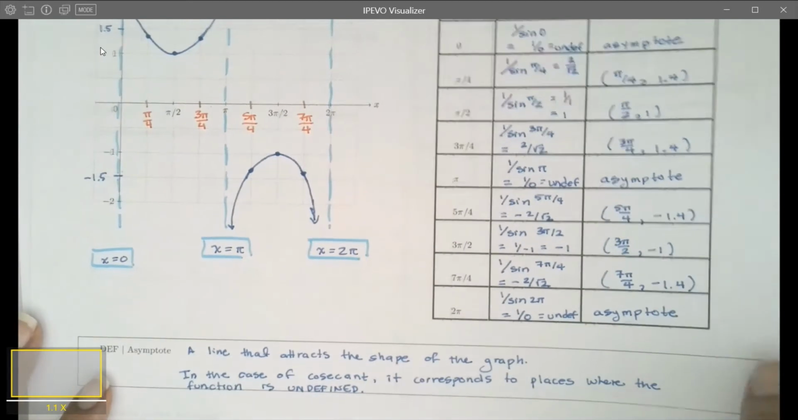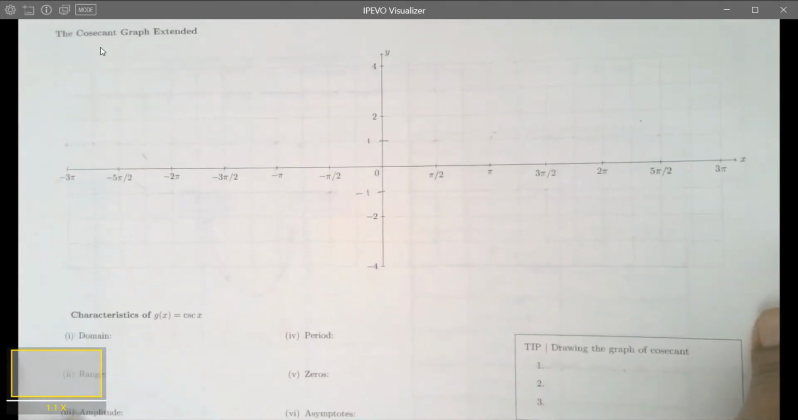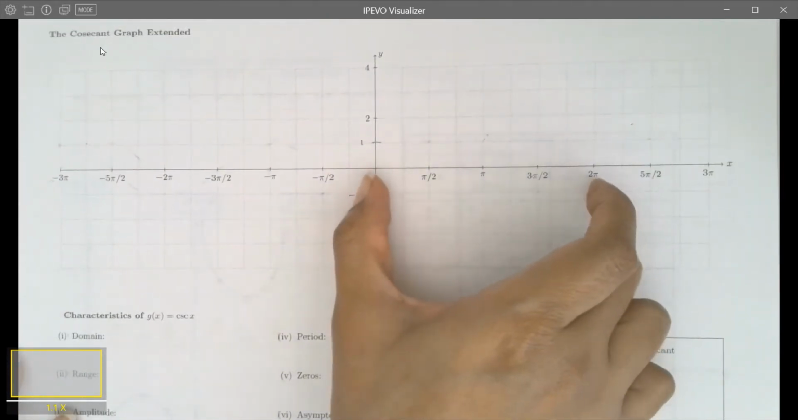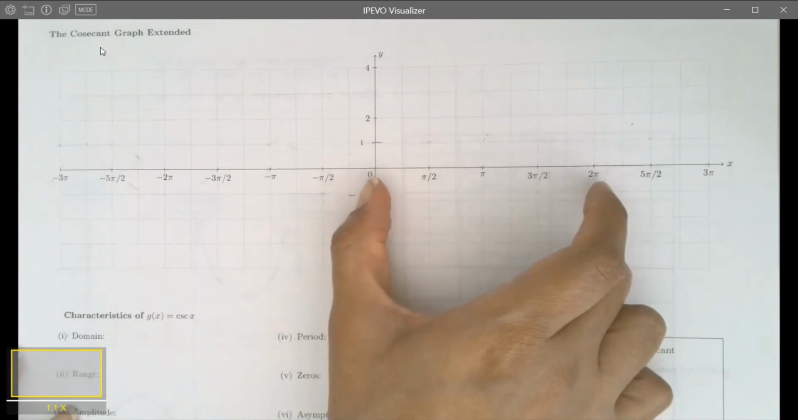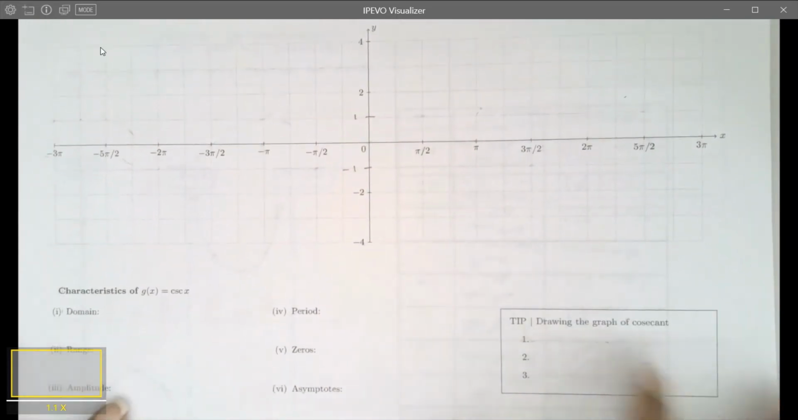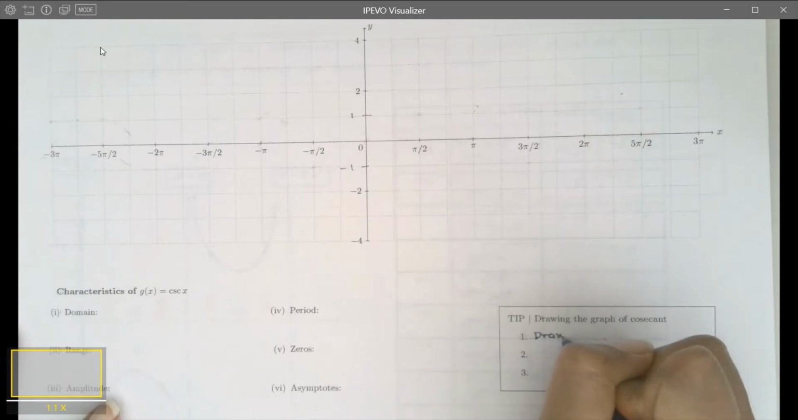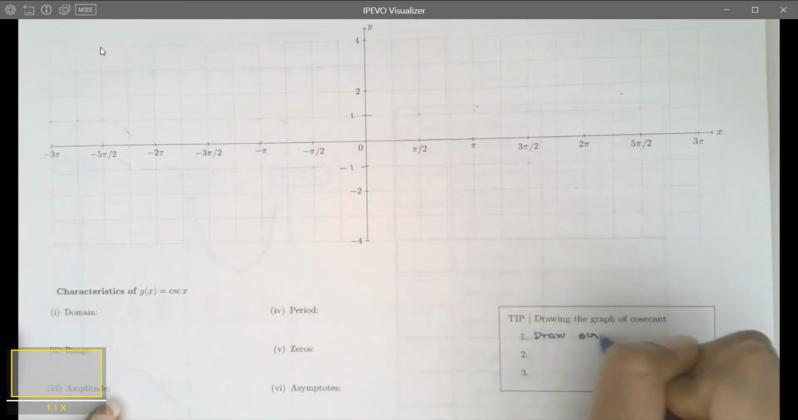And what I want to do now is extend the cosecant graph. And instead of copying over the one cycle that happens between 0 to 2 pi, I want to give you some tips that can help you graph this a little bit more quickly. You want to start by drawing the sine graph as reference.